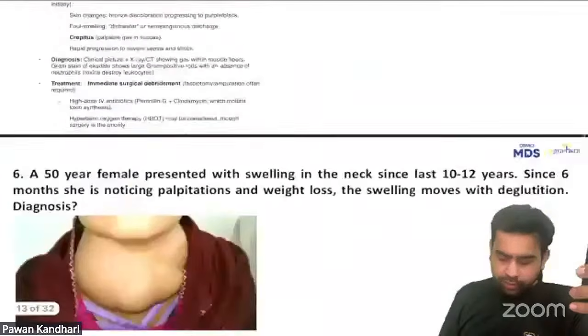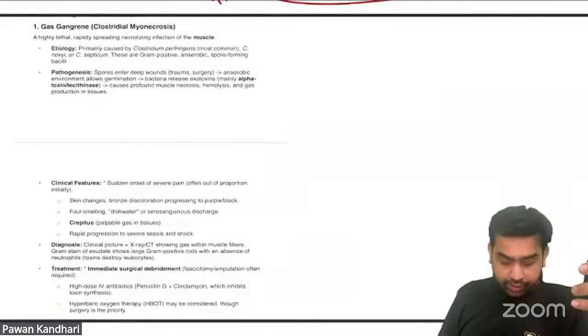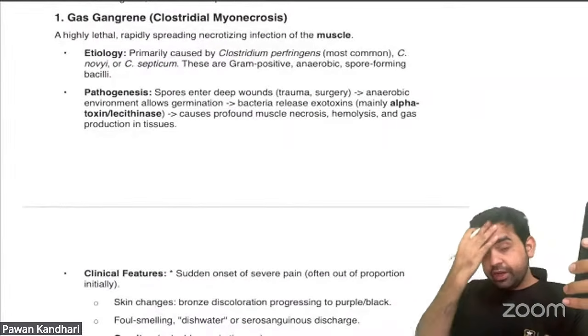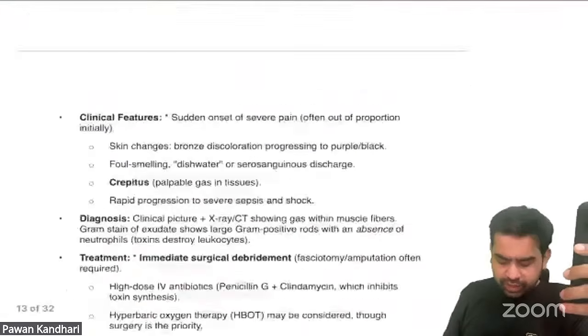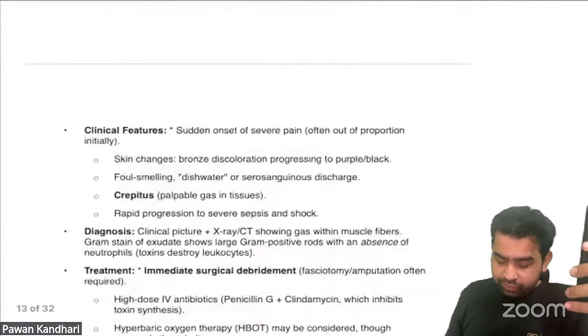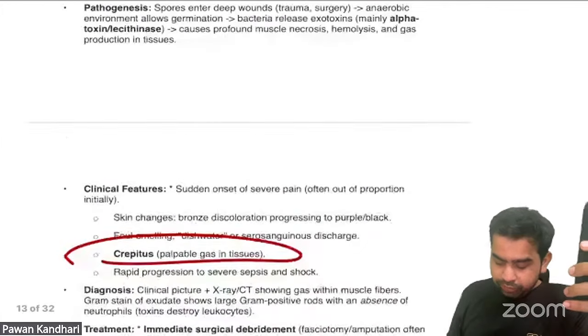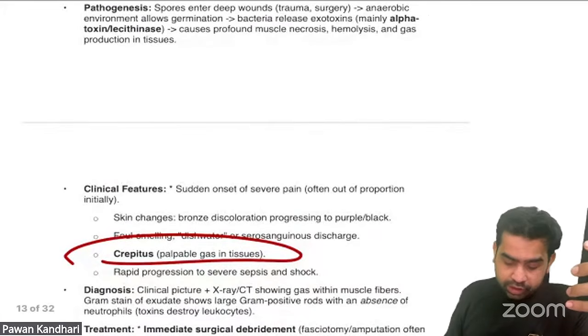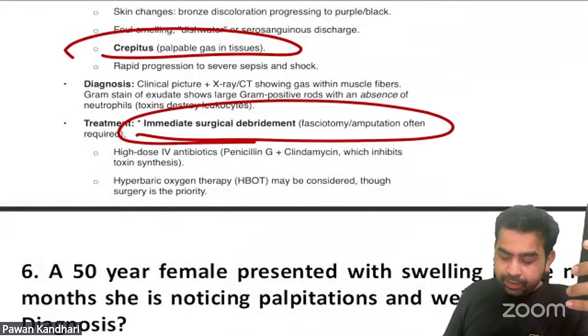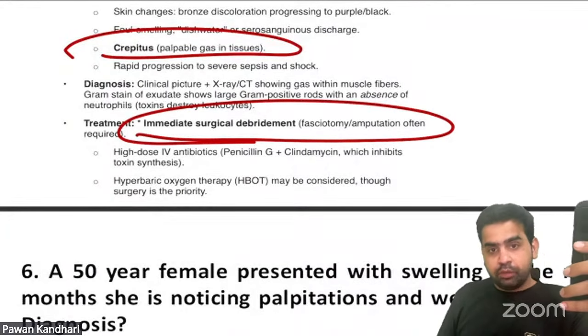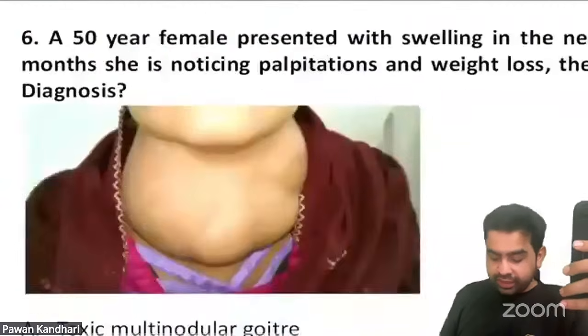Now, I had recently conducted a live session in which I have covered this in detail, and it's a very, very common thing. We keep on saying that whenever you have crepitus or the development of a bulla, that basically tells you that you have developed gas gangrene, and immediate surgical debridement is the treatment for this. Covered this in detail many times.